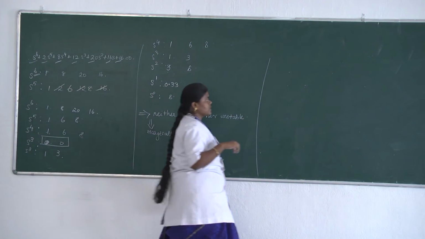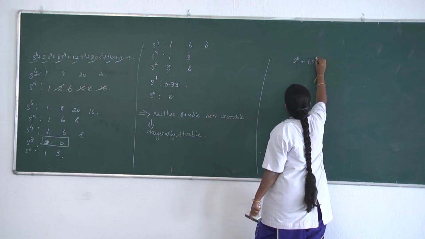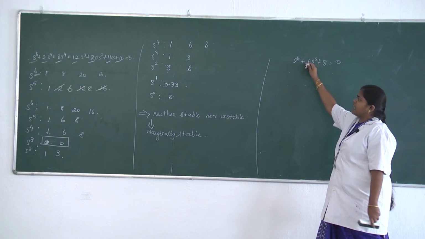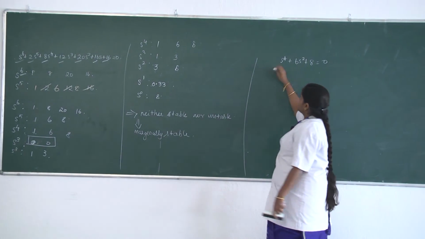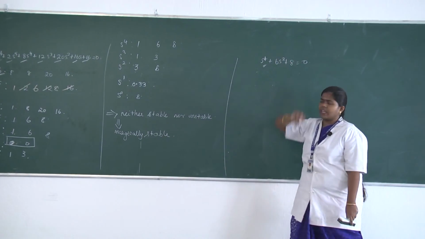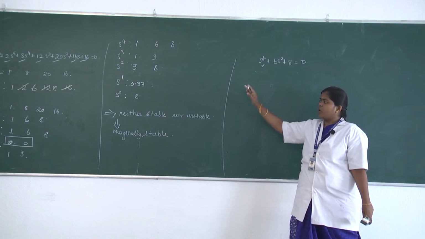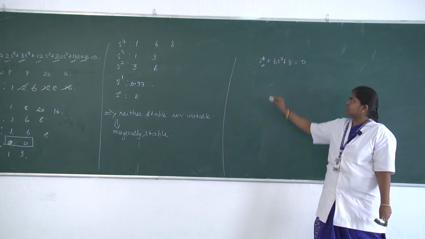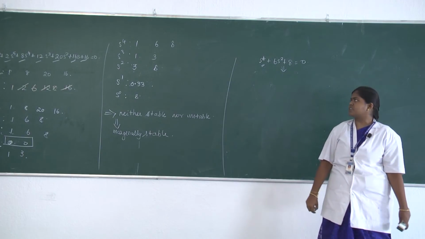So let me consider this equation: s power 4 plus 6s square plus 8 equal to 0. This is the equation at that particular row, s power 4, and this has to be solved in order to find those 4 roots which lie on the imaginary axis. The row at which the Routh array becomes 0, and that power, gives the number of roots on the imaginary axis. So let me solve this equation in order to find the roots on the imaginary axis.